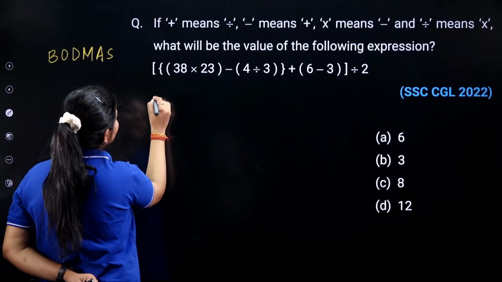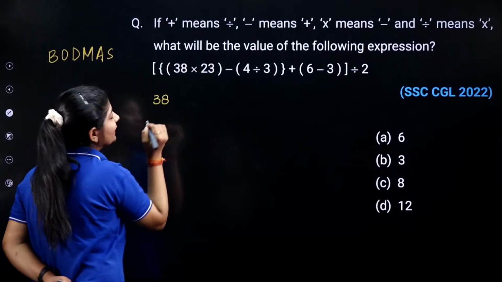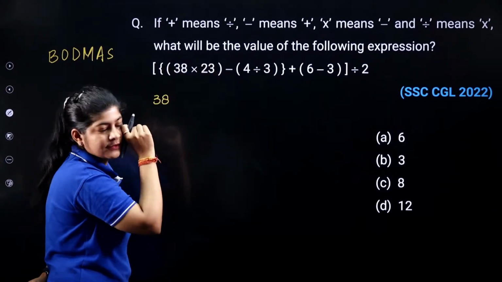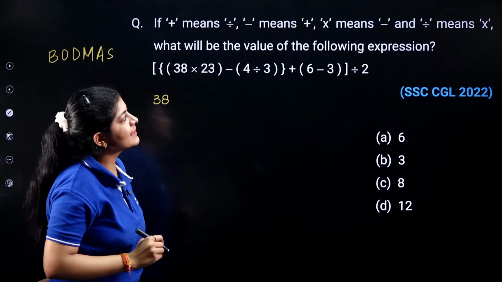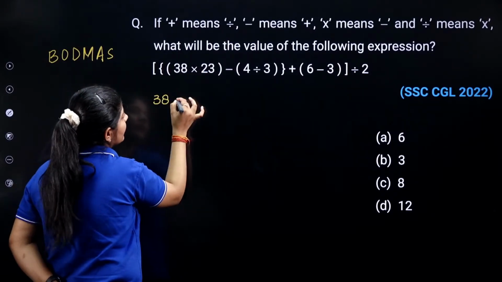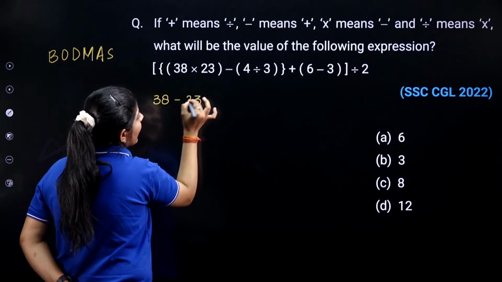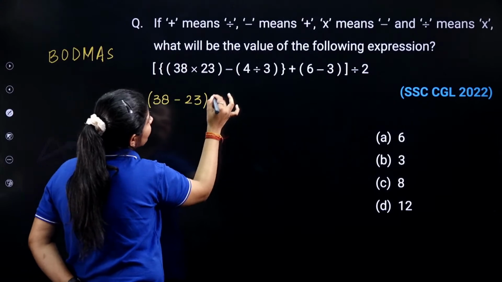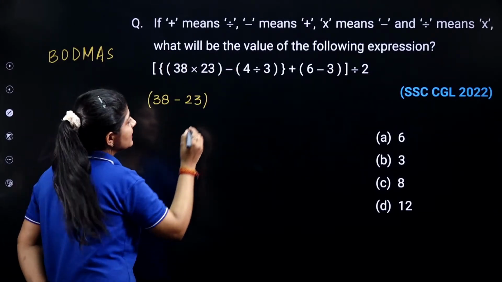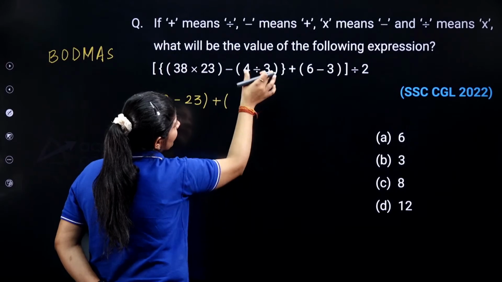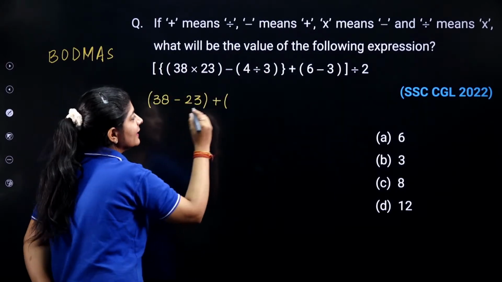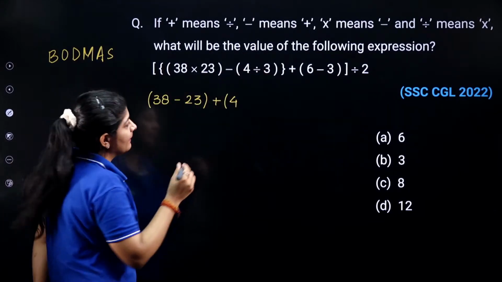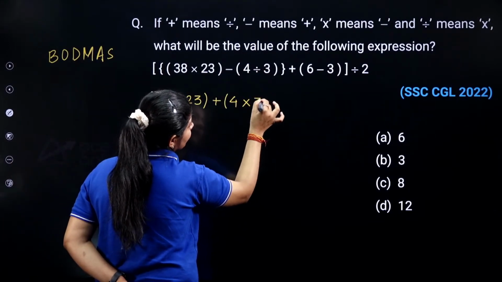Here we have 38, right? I know that brackets are solved first, so I am going to solve this particular bracket first. This multiplication symbol means subtraction. 38 minus 23. I need to solve this first, and after that we have subtraction, which means addition. And here I have one more bracket, and this bracket says 4 divided, and the divide symbol means multiplication, multiplied by 3.